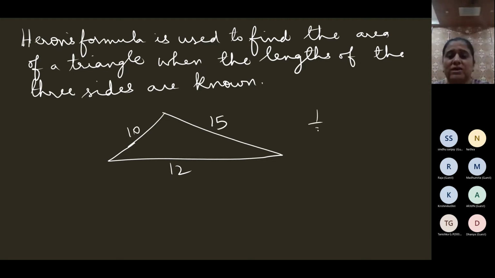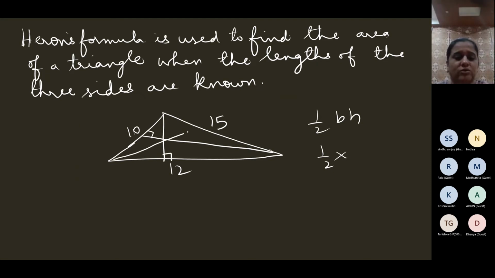You cannot use the formula half base into height because, you know, base you can take 10, 12 or 15, but you don't know the corresponding altitudes. You do not know the altitude on this side. You don't know this altitude. You don't know this altitude.